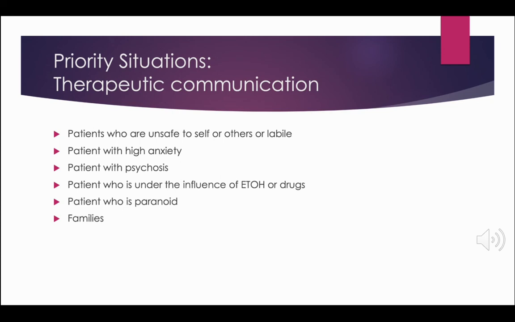An important part of nursing is prioritization. So on a unit, which patients should get the priority first? We always want to start with patients who are unsafe to self or others, or who are labile. Patients with high anxiety or with psychosis might be a priority. People who are under the influence of alcohol or drugs or are going through withdrawal, and patients who are paranoid.